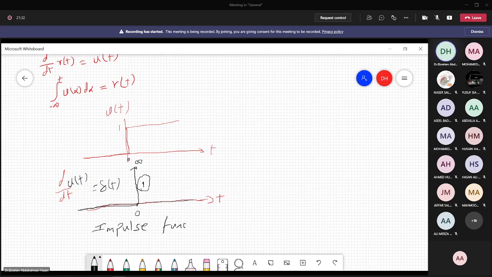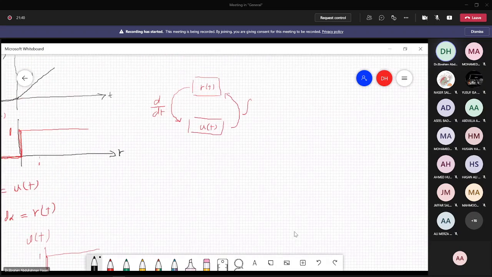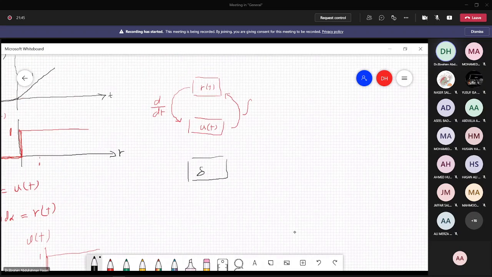Impulse function. Here you have delta t. So again, if you differentiate this one, then you will get delta t. And if you integrate this one, then you will get u of t. And you can check it here.